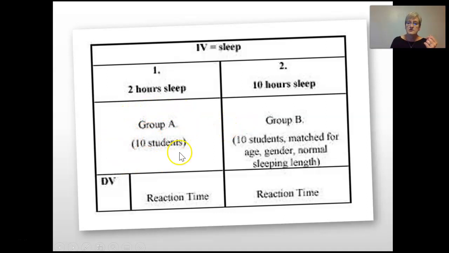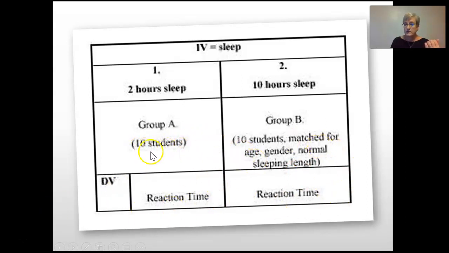Group A has 10 students. Group B, I'm going to have 10 more students, but I'm going to match them to the age level, their gender distribution, and their normal level of sleeping length. So here, the first two of these, age and gender, those are demographic variables that you can match your sample on. Normal sleep length time, that would be a pretest measure. And then you're going to measure your dependent variable.